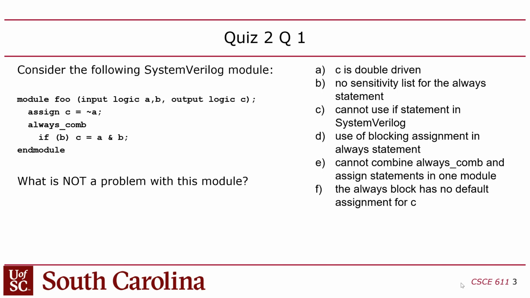And F is the always block has no default assignment for C. That is a problem because if the value of any of the inputs here, which would be just A and B, changes, it activates that always statement. And if B is false, or if it's Z or undefined, then C will not get assigned. And so that'll create a latch. And generally, you don't want to create latches.